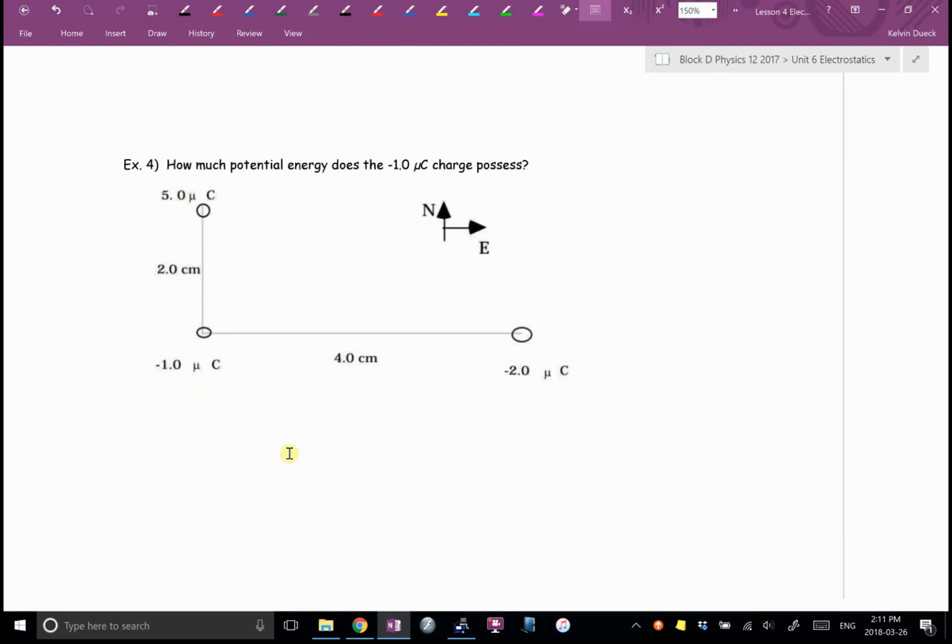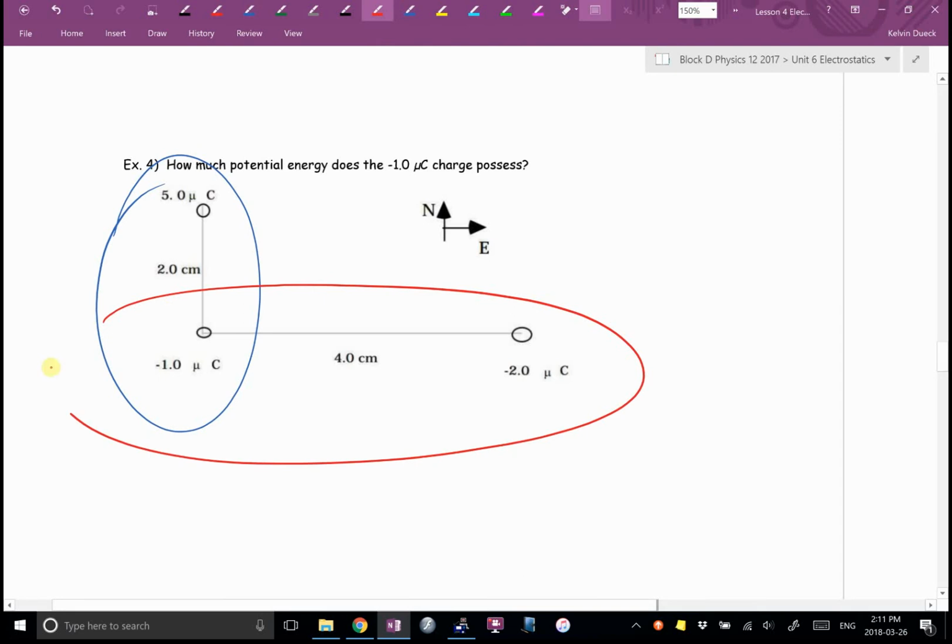How much potential energy does the negative 1 microcoulomb possess? I think, again, I'm going to use that fancy schmancy principle of superposition. I'm going to find the potential energy between those two guys. You can circle if you want, but it mucks up the diagram. I'm going to erase it in a second.